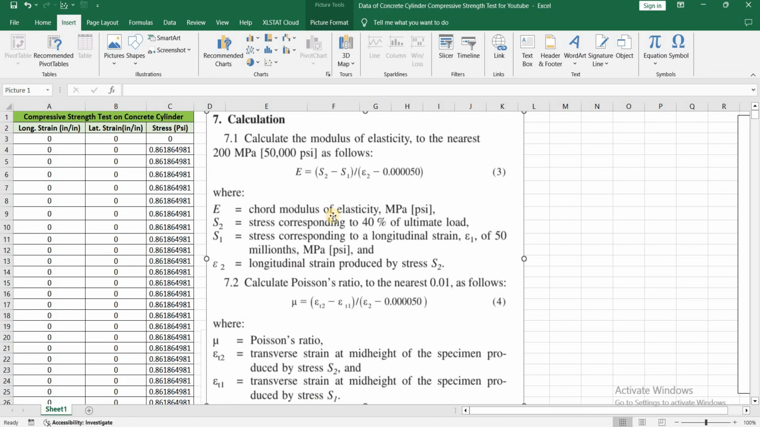So in these two formulas, we can see that there are 2 points, point number 1 and point number 2. Point number 2 is basically limited by the 40% of the ultimate load. Point 1 is limited by the longitudinal strain of 50 millionths. So let's move on to the plot of our data and see where these 2 points lie on the graph.